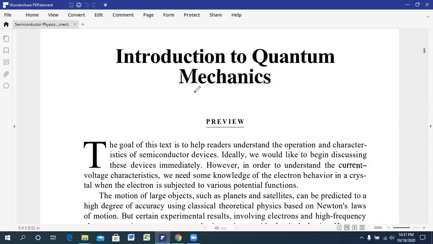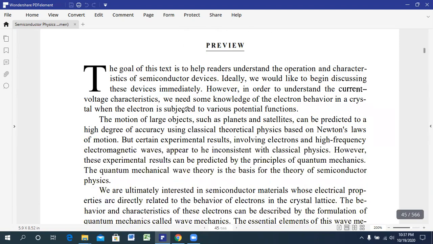quantum mechanics deals with the nanoparticle level, that means the electrons or the lattice structure of materials and so on. If you go through the first part, you will understand that in the second paragraph you learn that the motion of large objects such as planets and satellites can be predicted to a high degree of accuracy using the classical theory of physics.